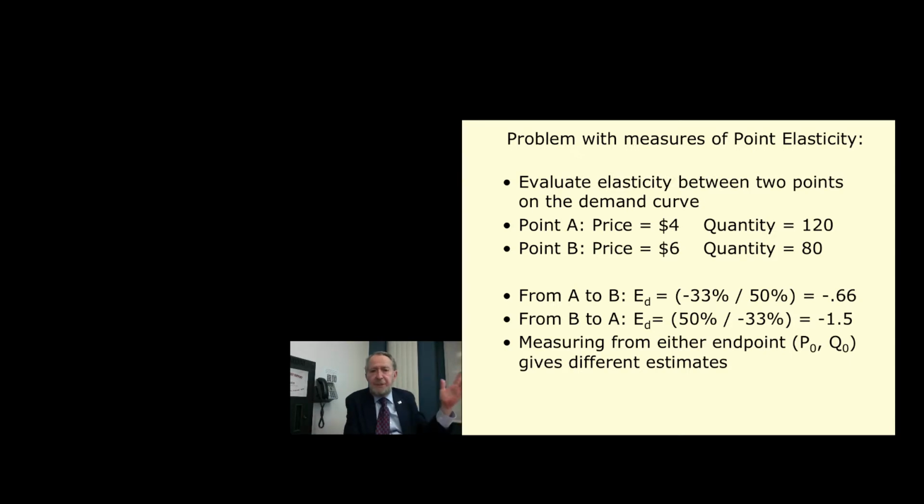So if the two observations are at a price of 4, you buy 120, at a price of 6, they only buy 80, then if I take it from A to B, the lower price to the higher price, the calculation would be 33% divided by 50% or minus 0.66. If I start at B, so $6 is the reference point and 80 is the quantity reference point, then I get negative 1.5. And so by measuring from either endpoint, I get a biased estimate of the relationship.